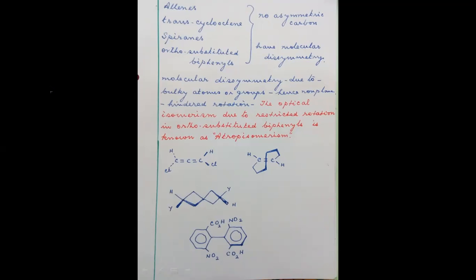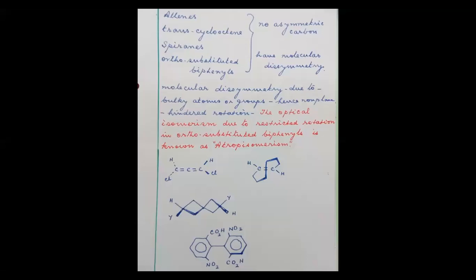But some compounds are called biphenyls, spiranes, allenes. These compounds also show optical activity, and it is not because of asymmetry, it is because of dissymmetry. So it's because of dissymmetry.